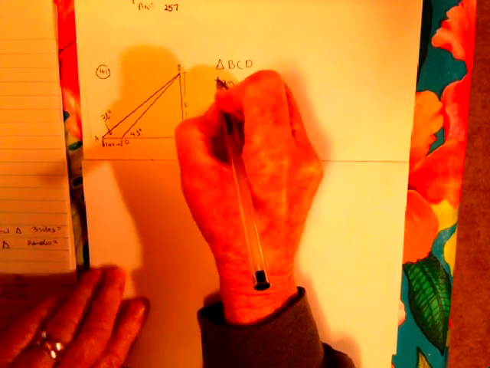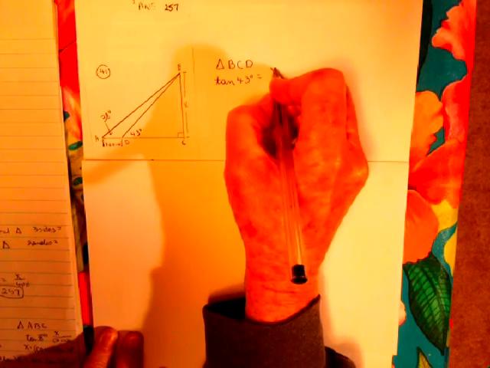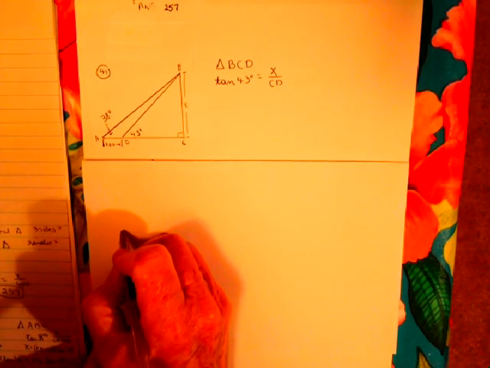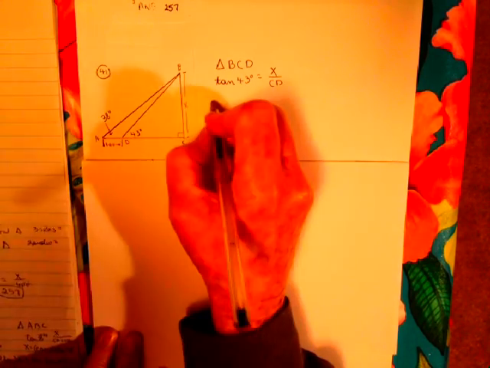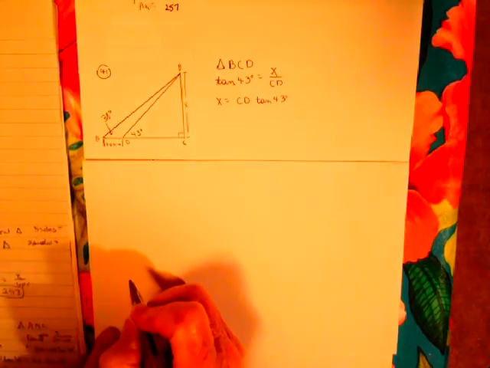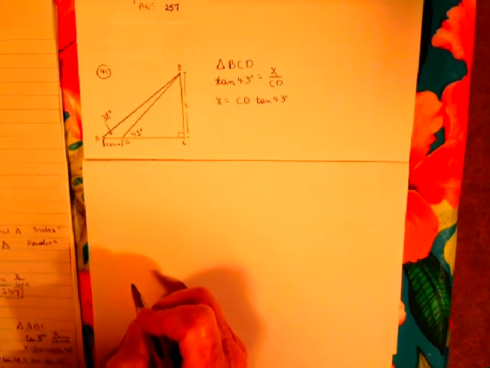We know that the tangent of 43 degrees equals the opposite side, which is X, over CD. So I can say X equals CD times the tangent of 43. We're just going to leave that alone for right now.